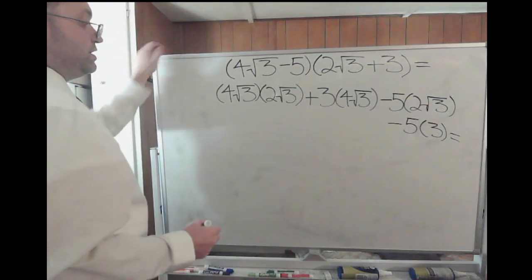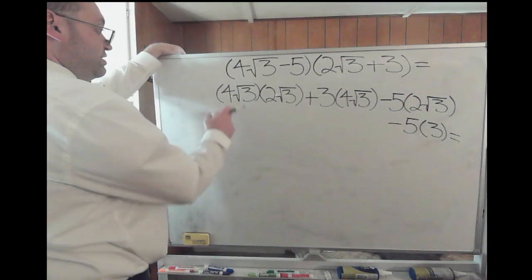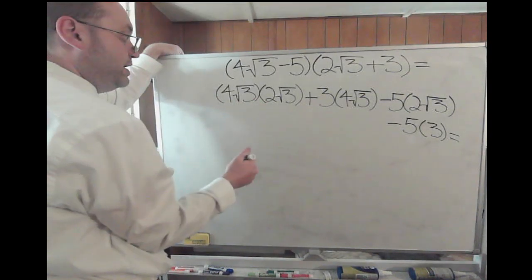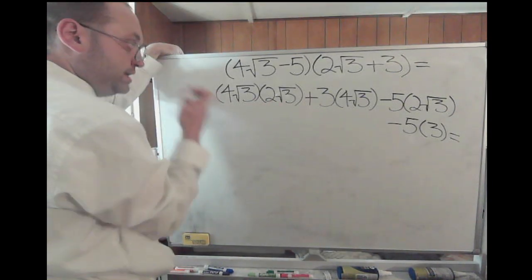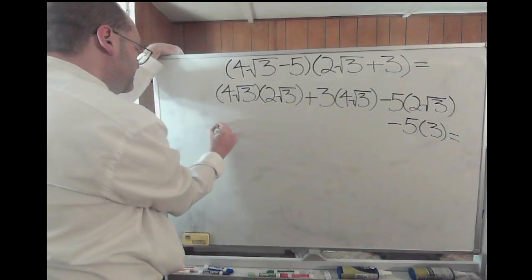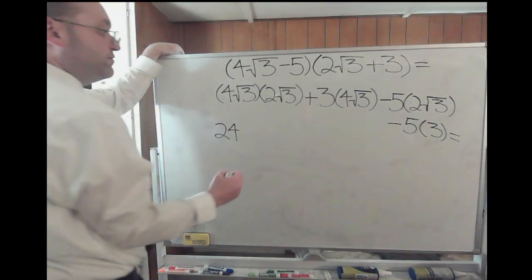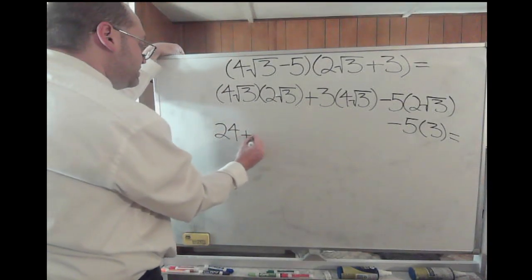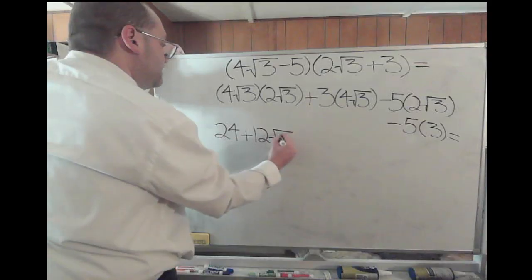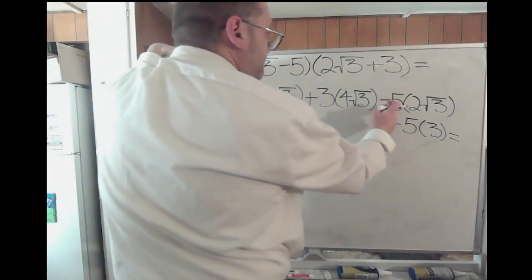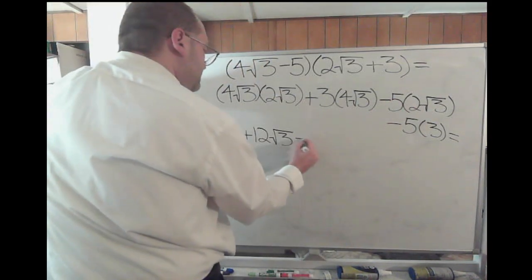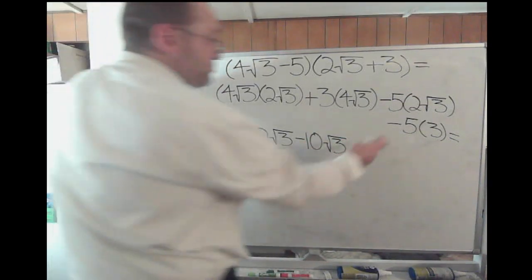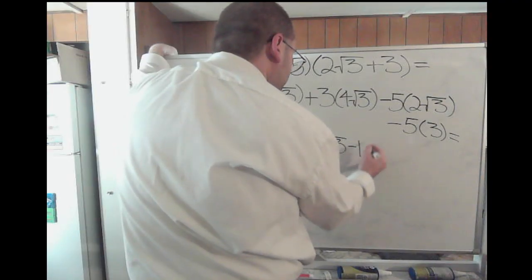Let's take all this here. Start with your first term. You have 4 times the square root of 3 times 2 times the square root of 3. Well, 4 times 2 is 8, right? Square root of 3 times the square root of 3 is 3, so 8 times 3, that would give you 24. You get 24 for your first term, plus 3 times 4 times the square root of 3, that would give you plus 12 times the square root of 3. Then you have negative 5 times 2 times the square root of 3, that'd be minus 10 times the square root of 3. And then you have minus 5 times 3, that would be minus 15.